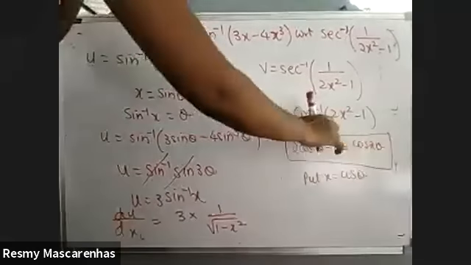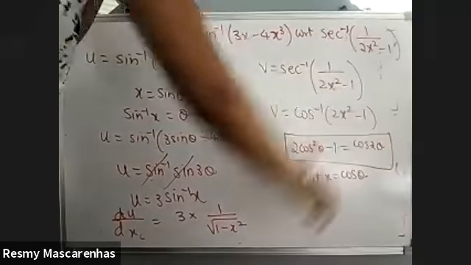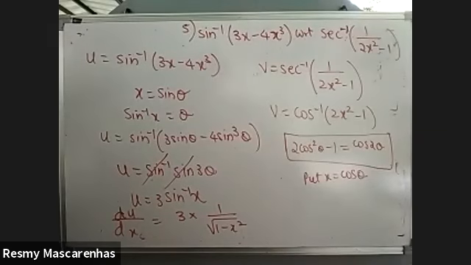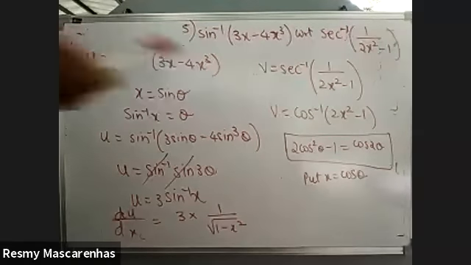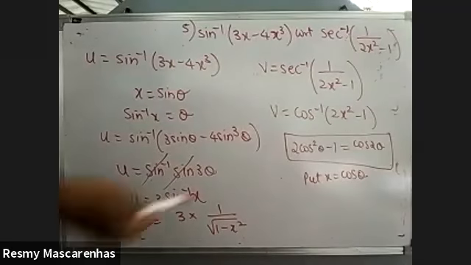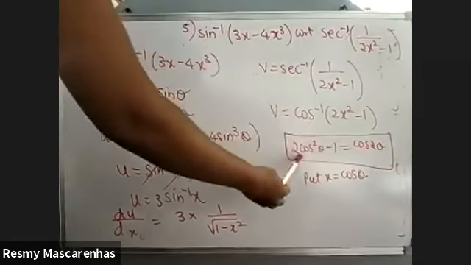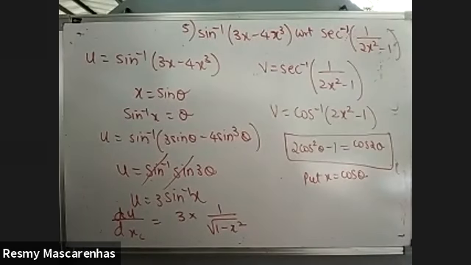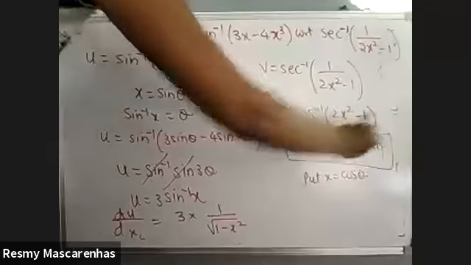So when you put cos theta, it will become 2 cos square theta minus 1, which is nothing but cos 2 theta. There are various formulas for cos 2 theta. You can write it in 4 ways. Same cos 2 theta, you can also write it as 1 minus 2 sine square theta, or (1 minus tan square theta) upon (1 plus tan square theta), or cos square theta minus sine square theta. These are the 4 ways you can express it.